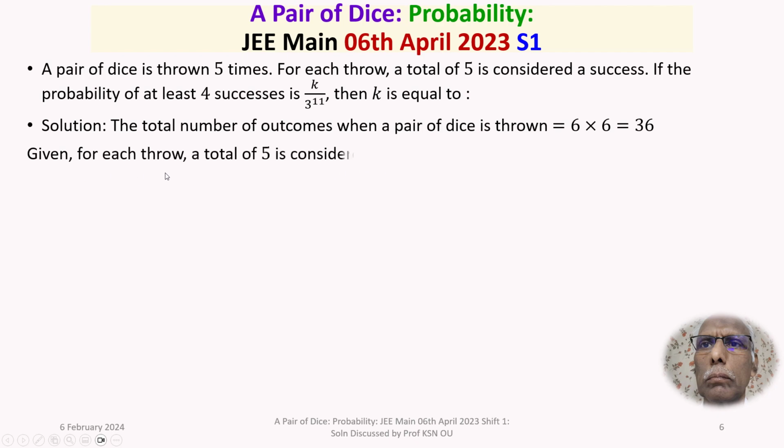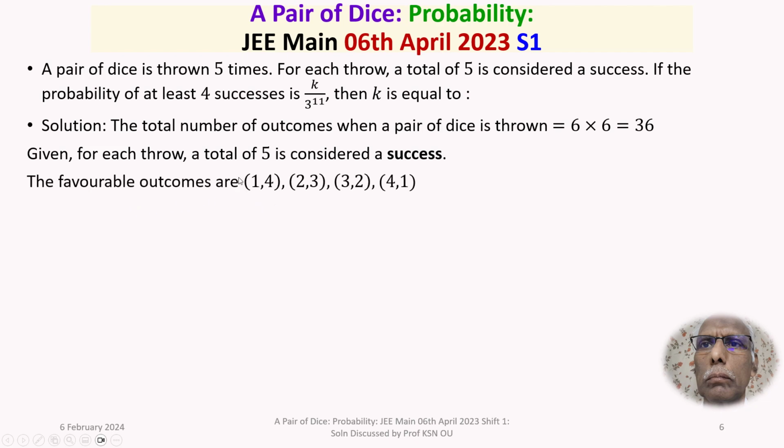Given for each throw, a total of 5 is considered to be success. Now, how many favorable outcomes are there? That is 1, 4, that is 1 plus 4 is 5; 2, 3, 2 plus 3 is 5; 3, 2, 3 plus 2 is 5; 4, 1, 4 plus 1 is 5. These are the only 4 favorable outcomes of getting 5 when a pair of dice is thrown. Agreed. So, the number of favorable outcomes is 4.